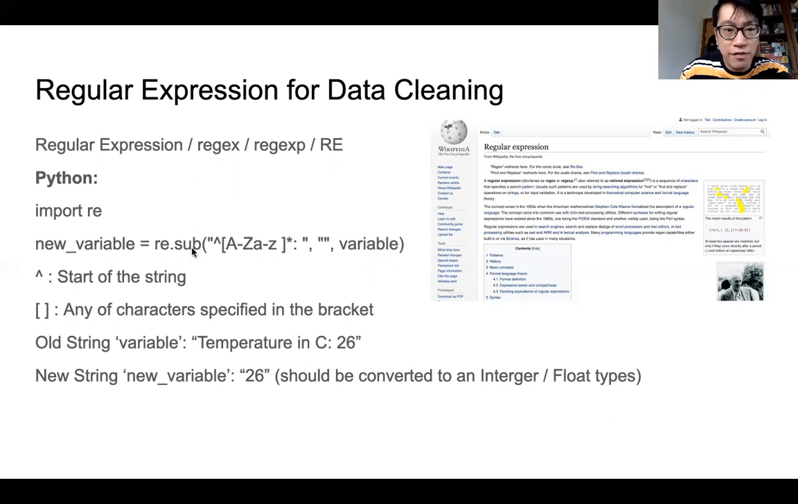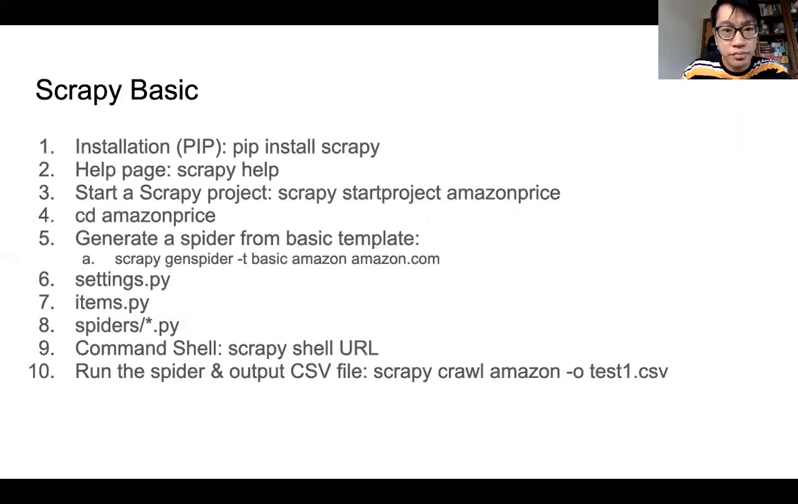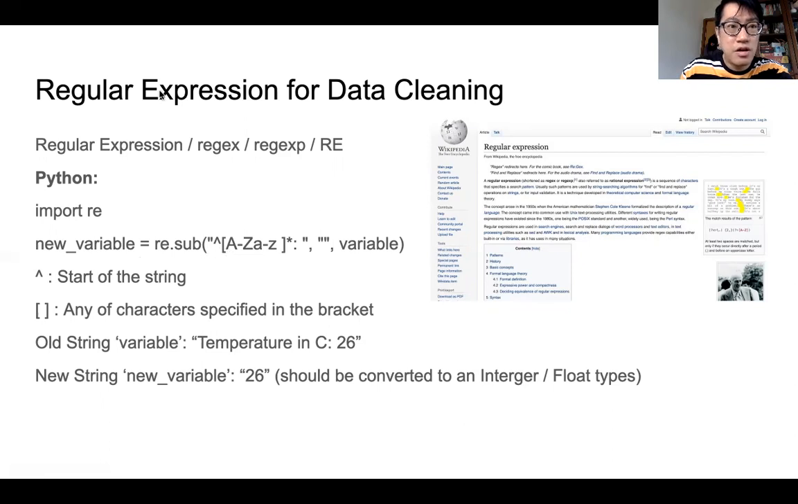In this sub function, usually we will have three parameters. The first parameter is the pattern which we are looking for, and then the second parameter is what we should substitute with when the program finds the patterns inside the string. The last one, the third parameter, is the source variable we are looking in. So the regular expression usually we will put in the first parameter.